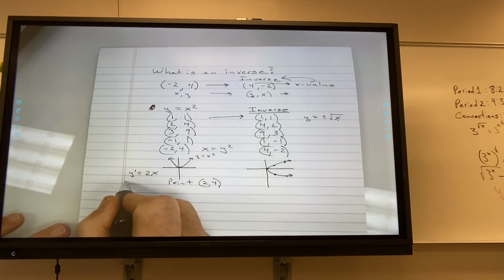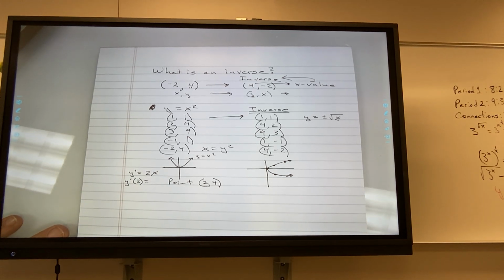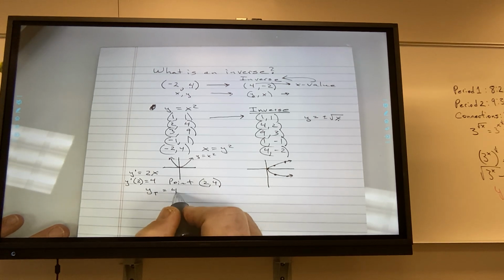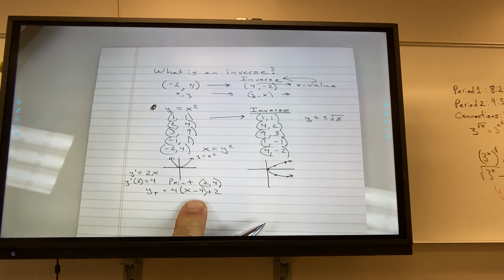So that means now I'm going to take y prime and put in the number 2, and I'm going to get a slope of what? 4. So the equation of my tangent line is equal to 4 parentheses x minus 4 plus 2. Are we okay with that? I see people nodding affirmatively.